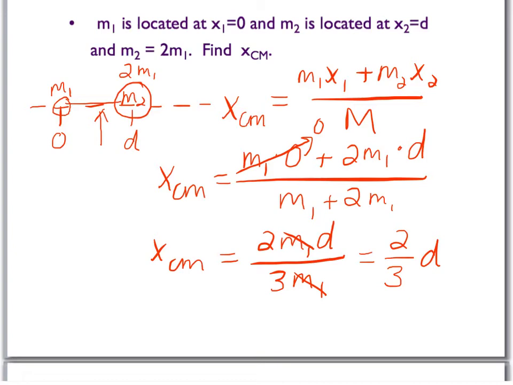Again, that value makes a lot of sense, because we know that it shouldn't be at the halfway point. It should be closer to the m2 side, or the larger mass. So 2/3 of the way there would make a lot of sense for that problem.